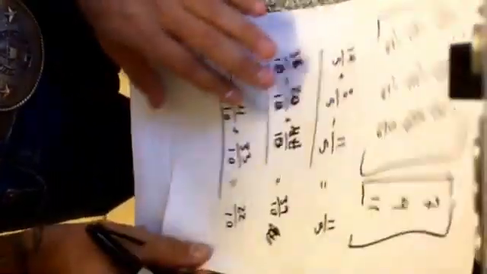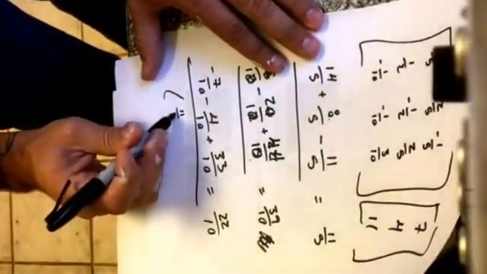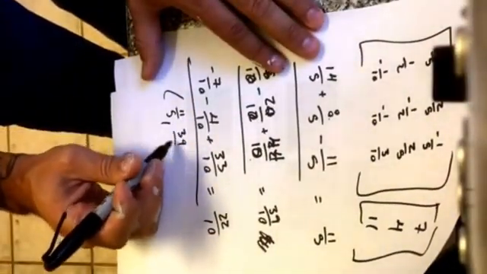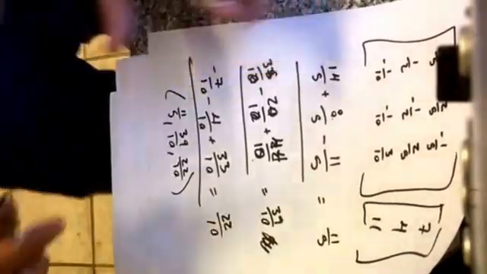So as a point, this is x, y, z. So it's going to be 11 fifths, 39 tenths, 22 tenths. And that's our final answer.